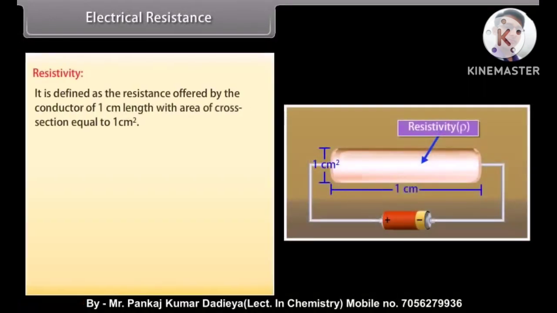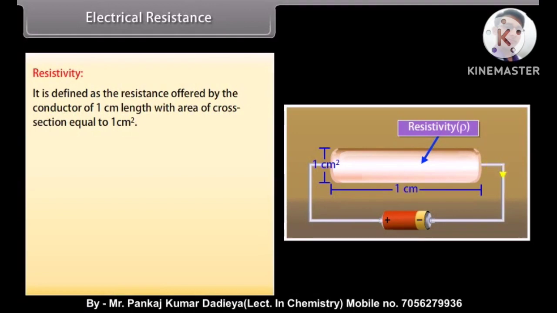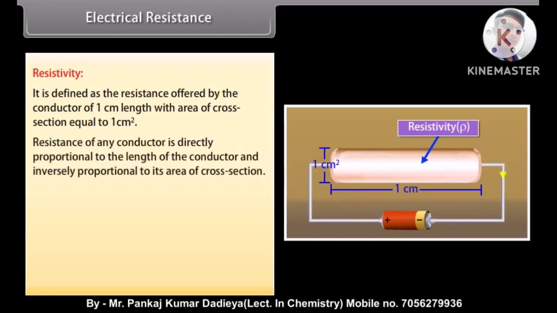Resistivity. It is defined as the resistance offered by a conductor of 1 centimeter length with an area of cross-section equal to 1 centimeter square. Resistance of any conductor is directly proportional to the length of the conductor and inversely proportional to its area of cross-section. R is equal to rho L upon A, where rho is known as specific resistance or resistivity.